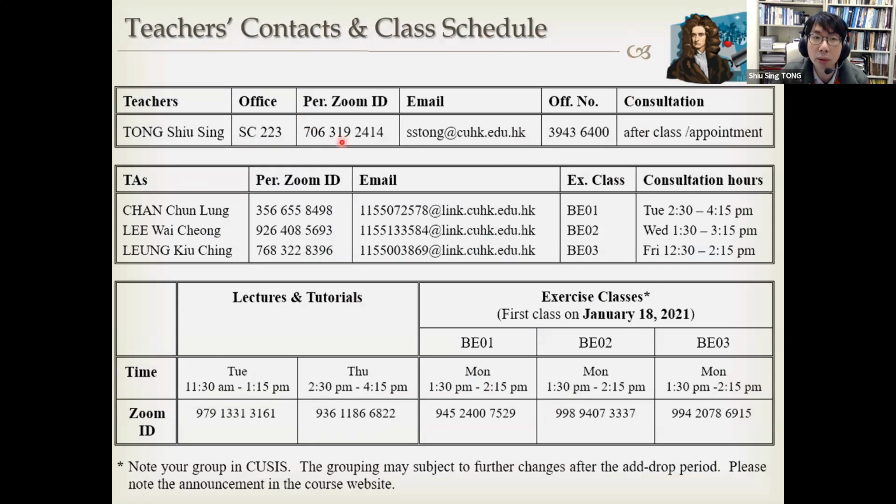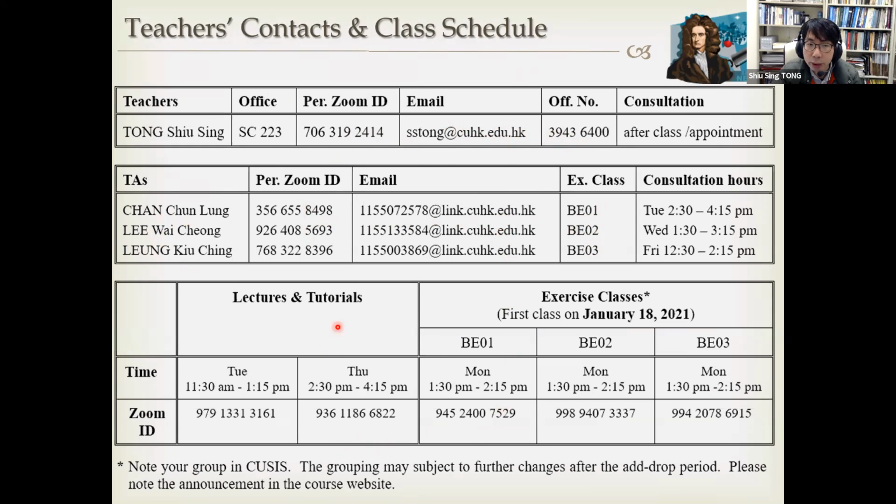Now this is our contact information, so to speak. My office, my personal Zoom ID. Because of the pandemic, you're welcome to contact me through Zoom instead of coming to my office directly. I also leave you an email and my office hours. So in case you have a certain matter to discuss with me, you are welcome to use this channel to contact me. These are the 3 TAs responsible for the exercise classes, and these are their Zoom IDs and emails.